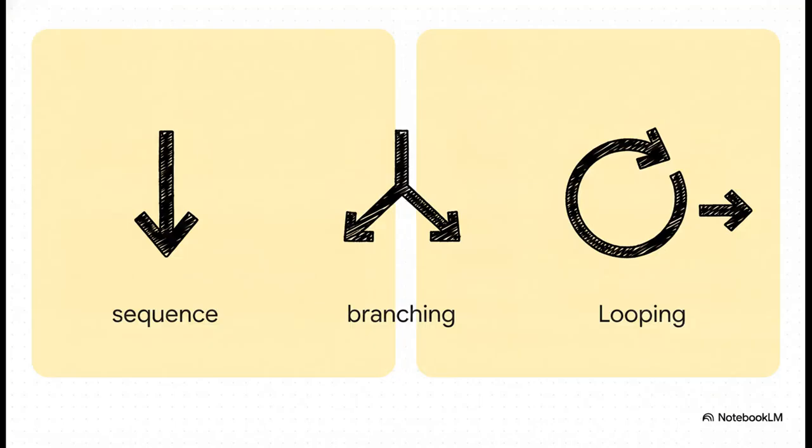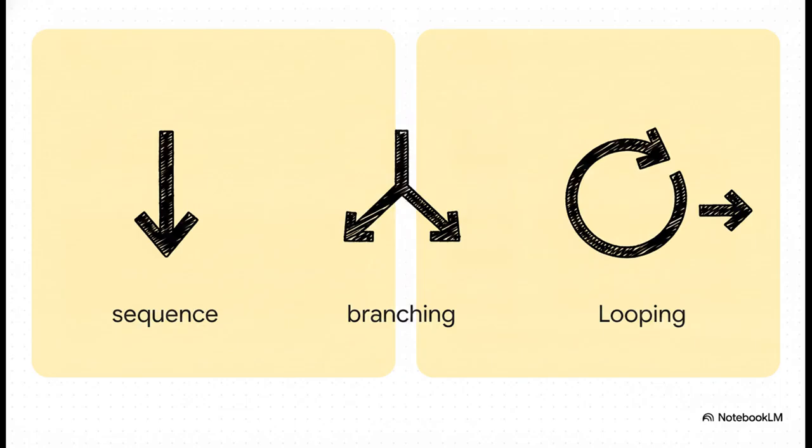The first control structure is just sequence, reading top to bottom. But things get a lot more interesting with branching and looping. Branching, or selection, uses if-then or if-then-else statements. It checks a condition, and if it's true, it explores one path. If false, it takes an alternative. It basically just splits the path once.